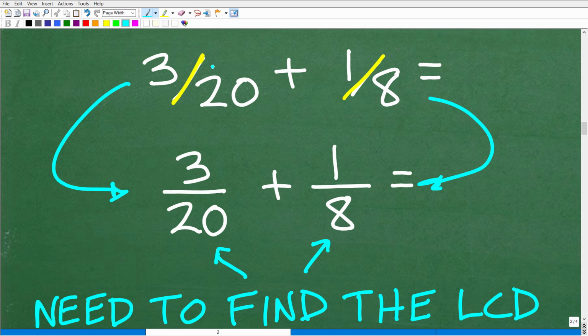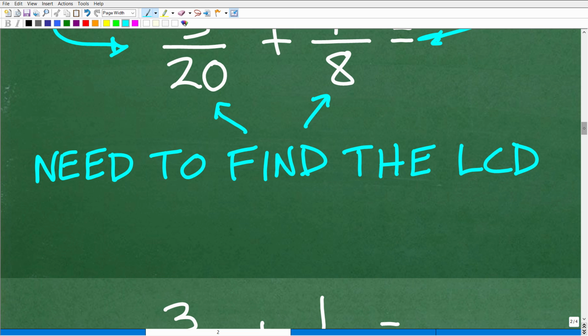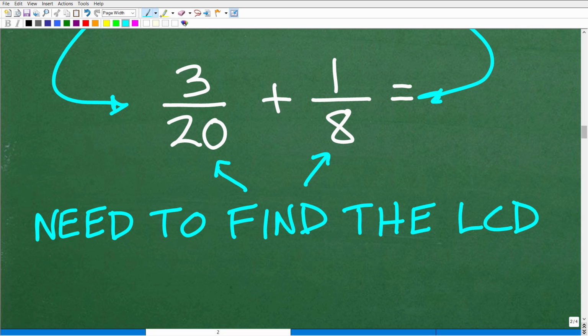Right, this is really, really important, especially in algebra. Okay, so we're going to think of the problem as 3 over 20 plus 1 over 8 this way. And you can see here, I'm looking at the denominators. I got 20 and I have 8. They are definitely not the same. So that tells me I'm going to have to go find the lowest common denominator.